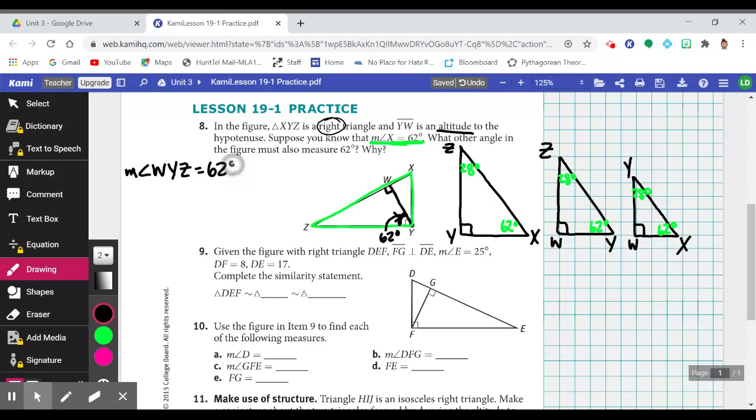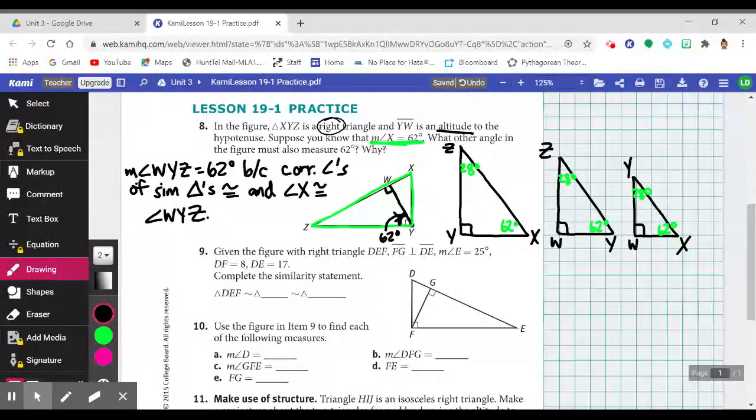is 62 degrees because corresponding angles of similar triangles are congruent, and angle X is congruent to angle WYZ. That seems to be a pretty good explanation. We're mentioning that these triangles created by the altitude are similar triangles, and similar triangles have corresponding angles that are congruent. And we even mentioned that angle X is congruent to WYZ.